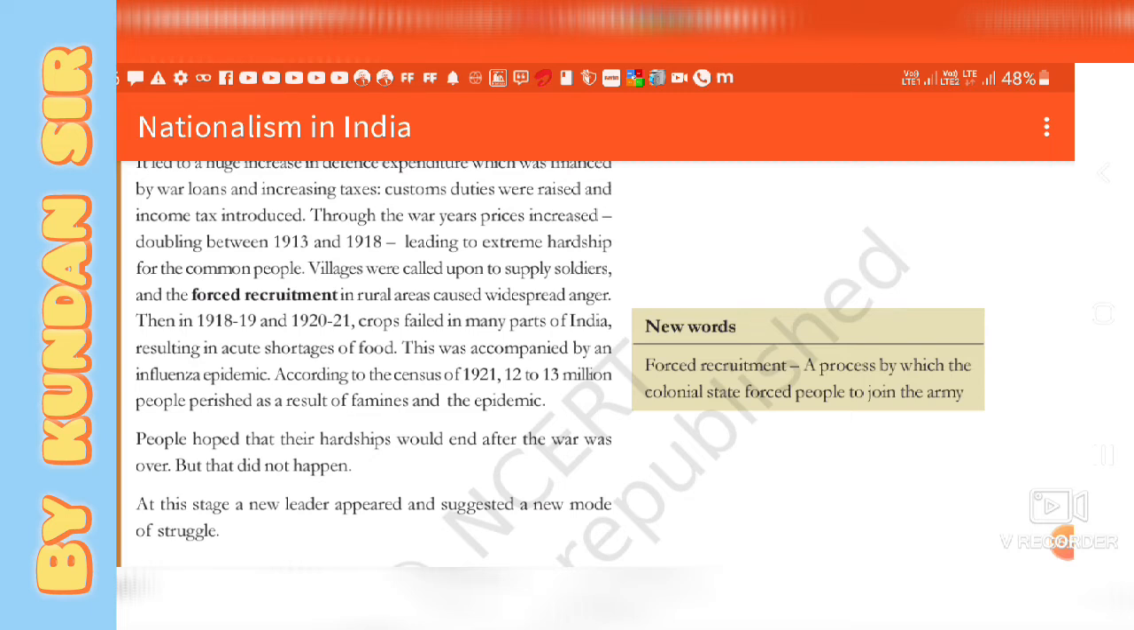Now we move to the effect of the First World War. What was the effect of the First World War?